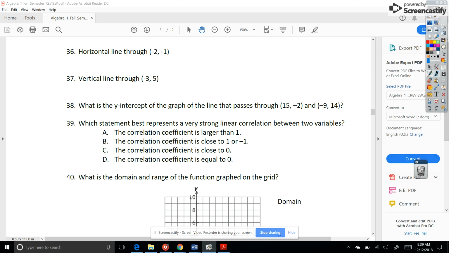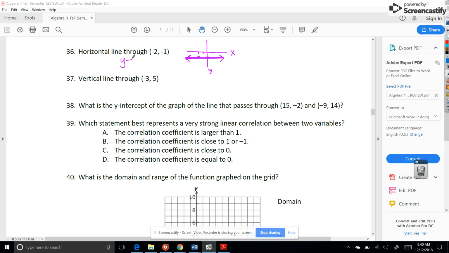Okay, number 36, horizontal line through -2, -1. So we can graph this out. -2, -1 is over down here in quadrant 3. And I'm a horizontal line, so straight across, zero slope. Let me redraw that. So -2, -1 is here, horizontal line, and this goes straight through that y-intercept of -1. So my equation is y equals -1.